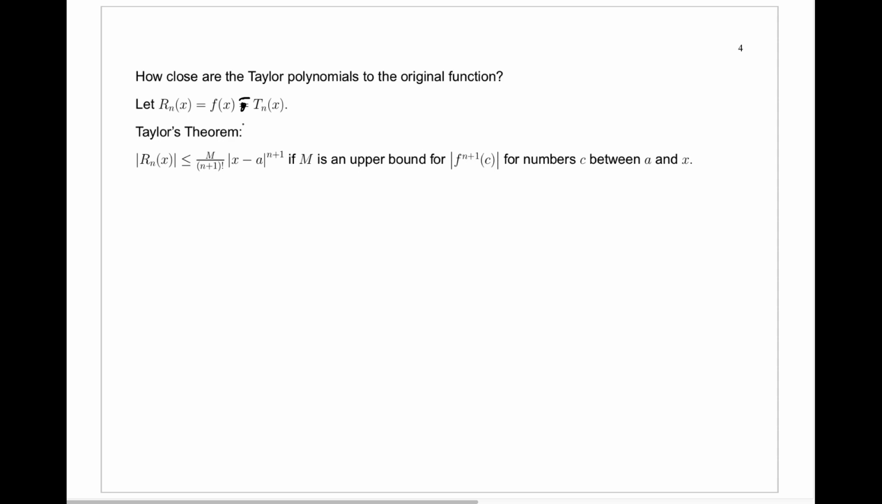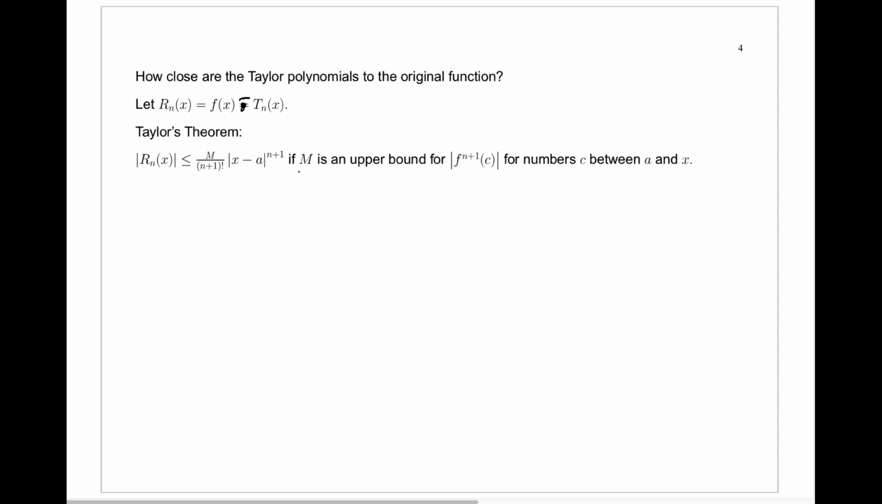Well, Taylor series are named after the mathematician Taylor, primarily because of Taylor's theorem, which tells how close the remainder is, or how small the remainder term is. It says the absolute value of this nth degree Taylor remainder is bounded by a simple expression like this. It's some constant m, which we'll talk about in a minute, over n plus 1 factorial times the absolute value of x minus a to the n plus first power.